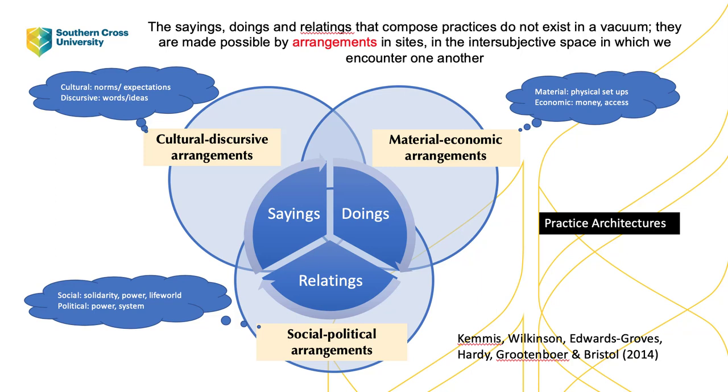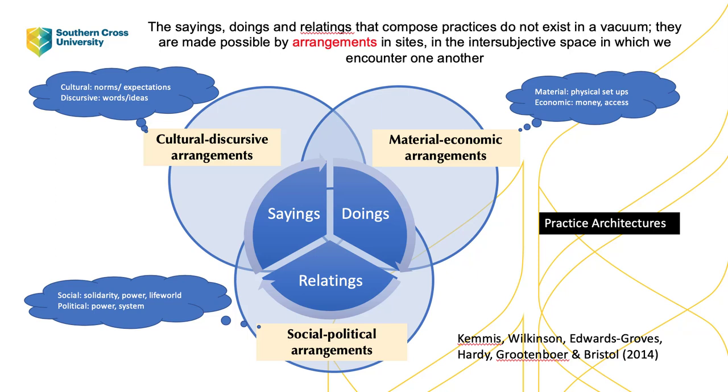By material, we mean the physical setups. By economic, we're thinking about what kinds of arrangements are enabled and constrained by access to things like money. And in the social and political arrangements, social is thinking about solidarity, power, and according to Habermas, it's the lifeworld of the practice, where it happens and how it unfolds. And the political elements are looking at things like power and systems.